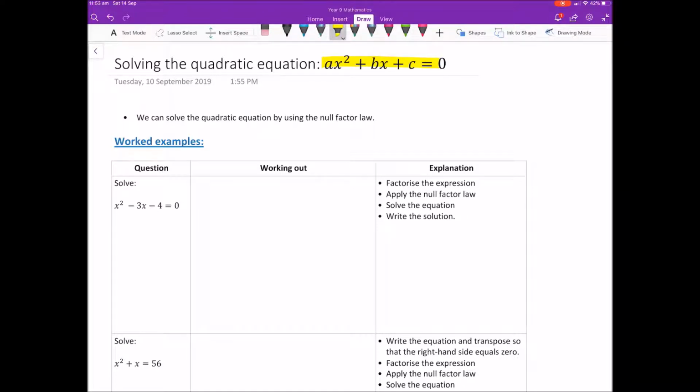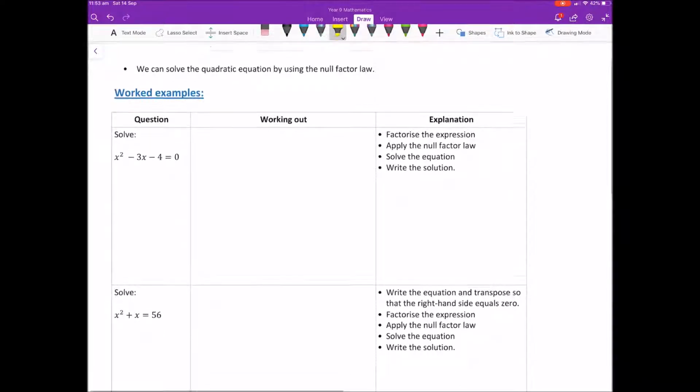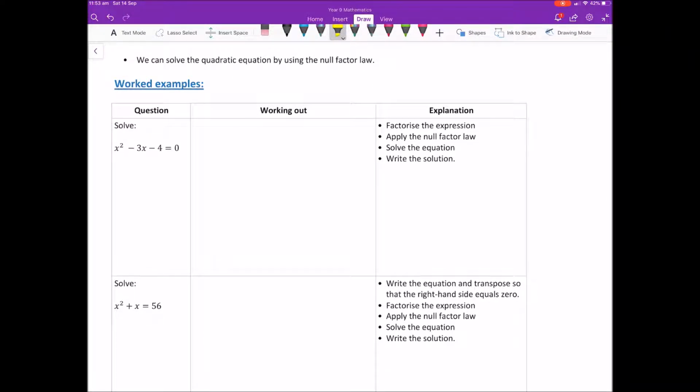One of the important things to remember is that you can also solve quadratic equations by using the null factor law. And each of the examples that we'll go through now all do require you to use the null factor law, but they will require you to also utilize some of the other algebra skills that you've learnt so far. So let's take a look at the first example.